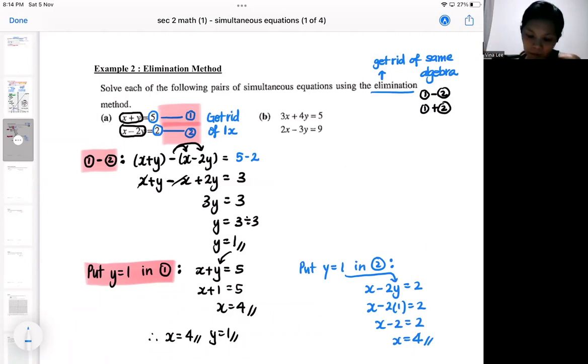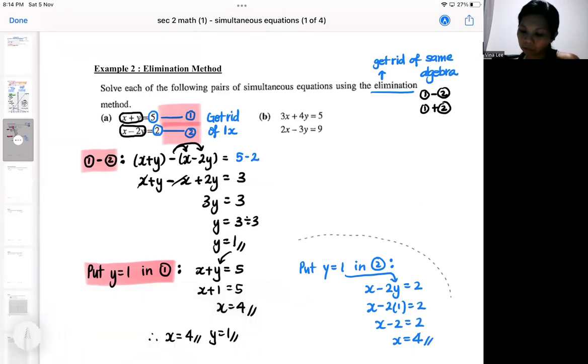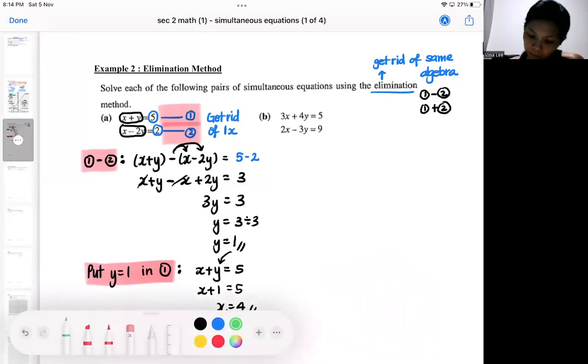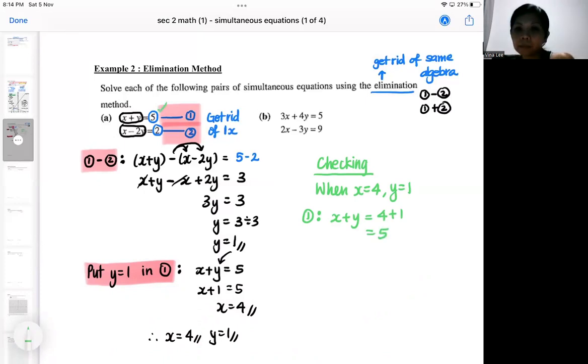Okay. So right now, if this is your answer, can you do some checking? I'm going to show you the checking. I'm going to do the checking when x is equal to 4, when y is equal to 1. I'm going to do it on equation 1. Equation 1 is x plus y. So I put the x and y. I got the 5. I'm also going to check equation 2.